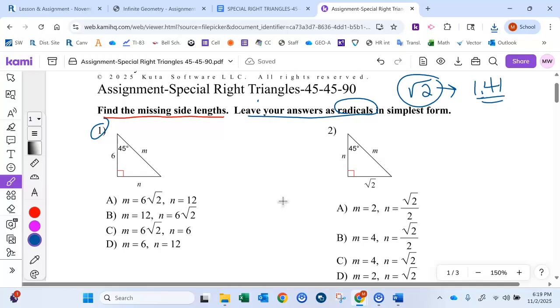All right, let's look at number 1. Okay, so right off the bat, you should notice that this is 45. So what is this? This is going to be 45 too. That means the legs are equal. What are the legs? The legs are 6 and n. So that means n is going to be equal to 6.